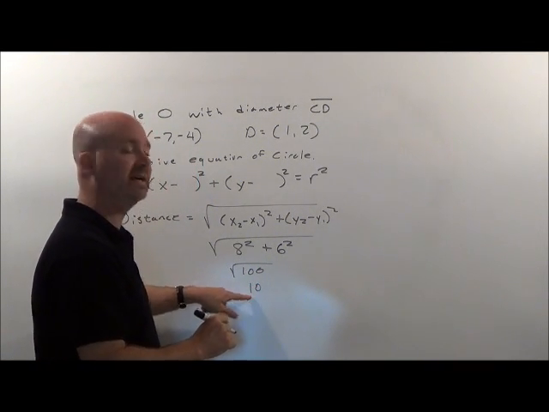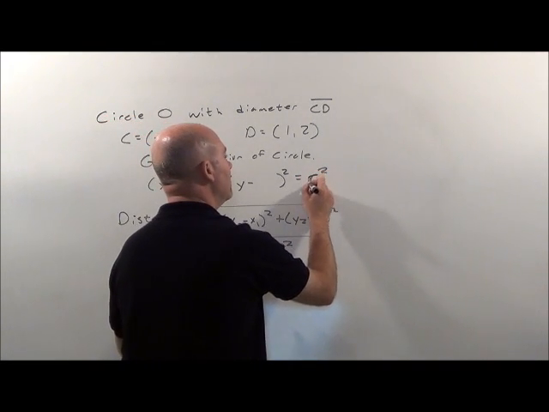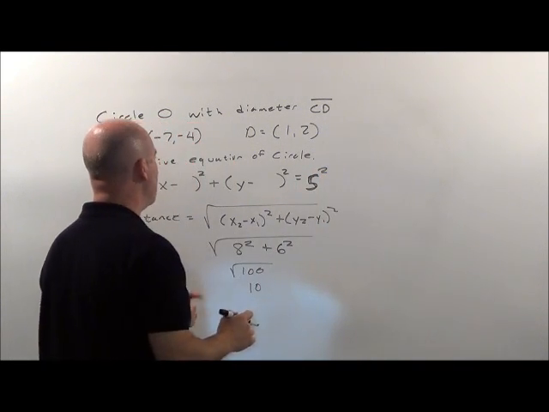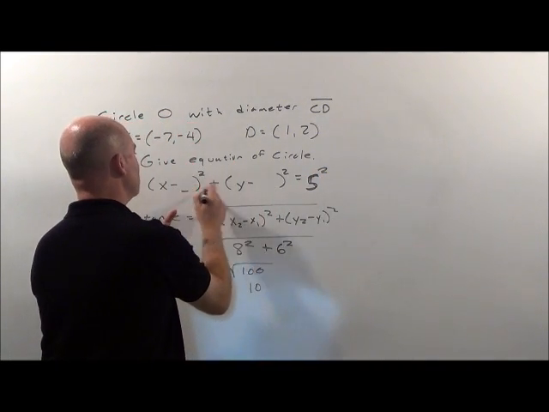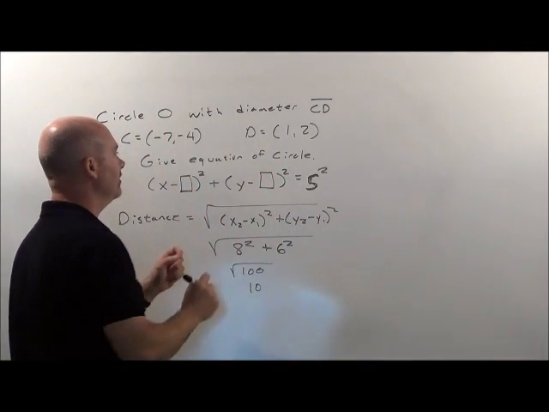If the diameter is 10, you and I know the radius is 5. So I'm going to have a 5 squared here. So in other words, the final answer will be a 25. Now we need to find the center of the circle. Those values will go here and here.